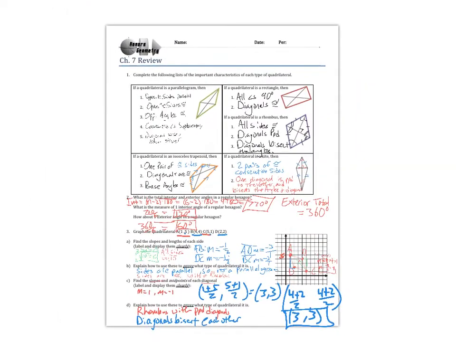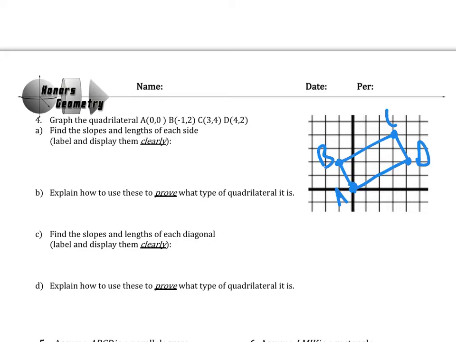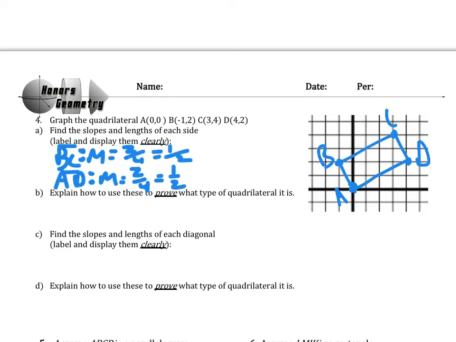Okay, let's cruise along. All right, next problem we're going to look at is real similar here. We're going to graph this parallelogram. We want to find the slopes and lengths of the sides, all right? So let's do that real quickly here. So we have two lines that have a slope of 1/2. They're parallel. And these other lines have a slope of -2/1. Notice these are opposite reciprocals, okay? And so that means that they're perpendicular. They're 90 degrees, okay? So all angles are 90 degrees because the sides are perpendicular.